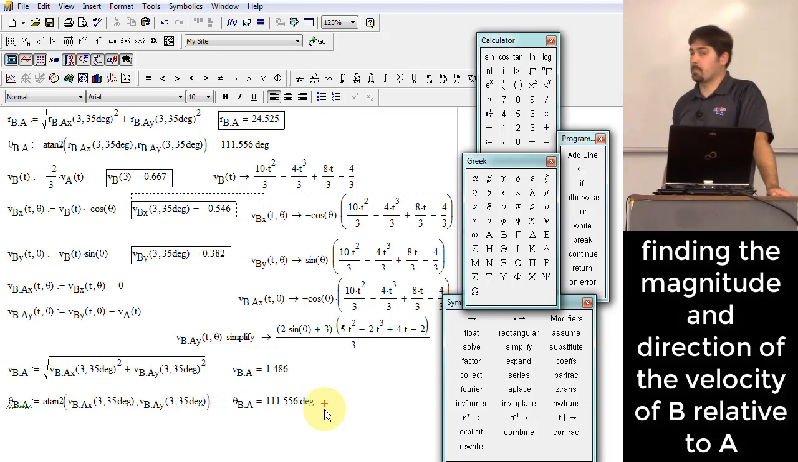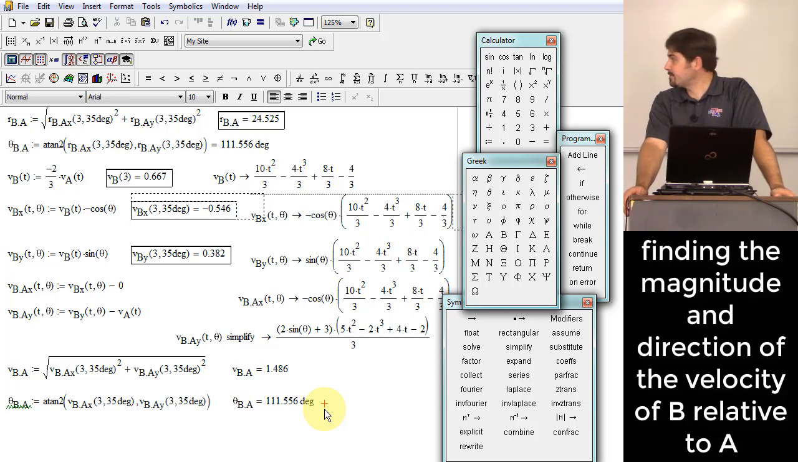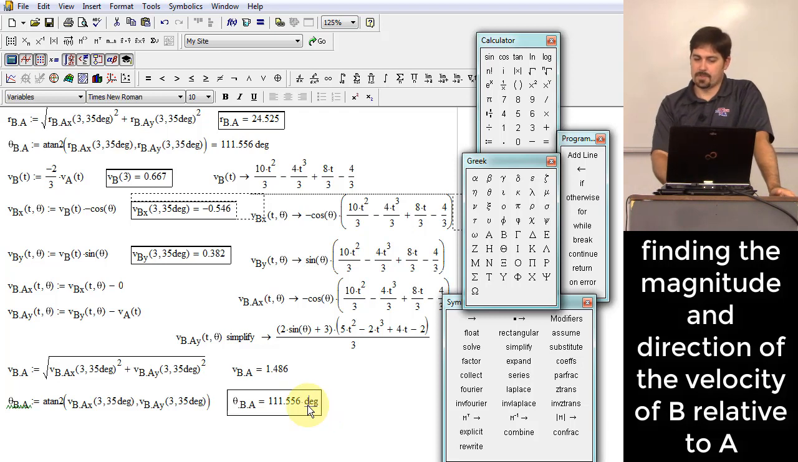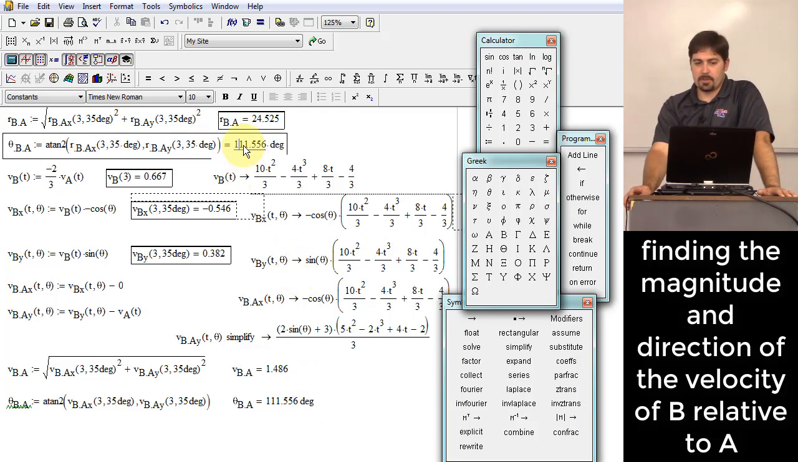Does that surprise anyone? What we're saying here is that the angle for the velocity that I just calculated, this is how fast it looks like block B is moving relative to A. We're saying that the direction it looks like it's moving is the same as the direction of the difference in position. All right? That makes sense, right? I mean, it does to me. It makes sense that there should be a similar direction for those two ideas.